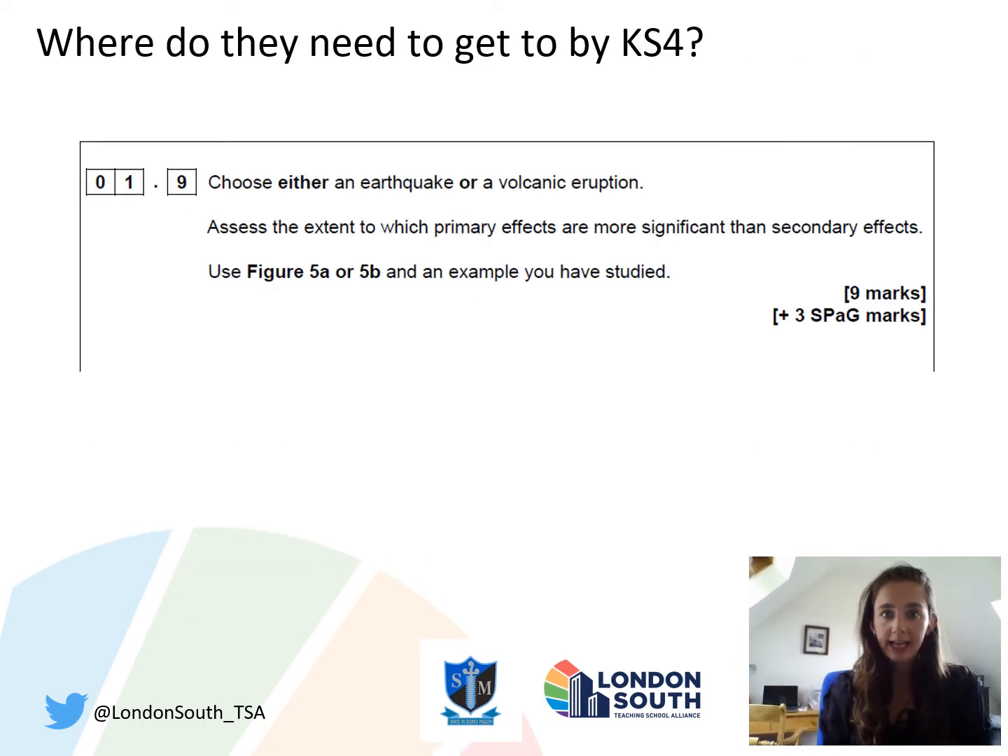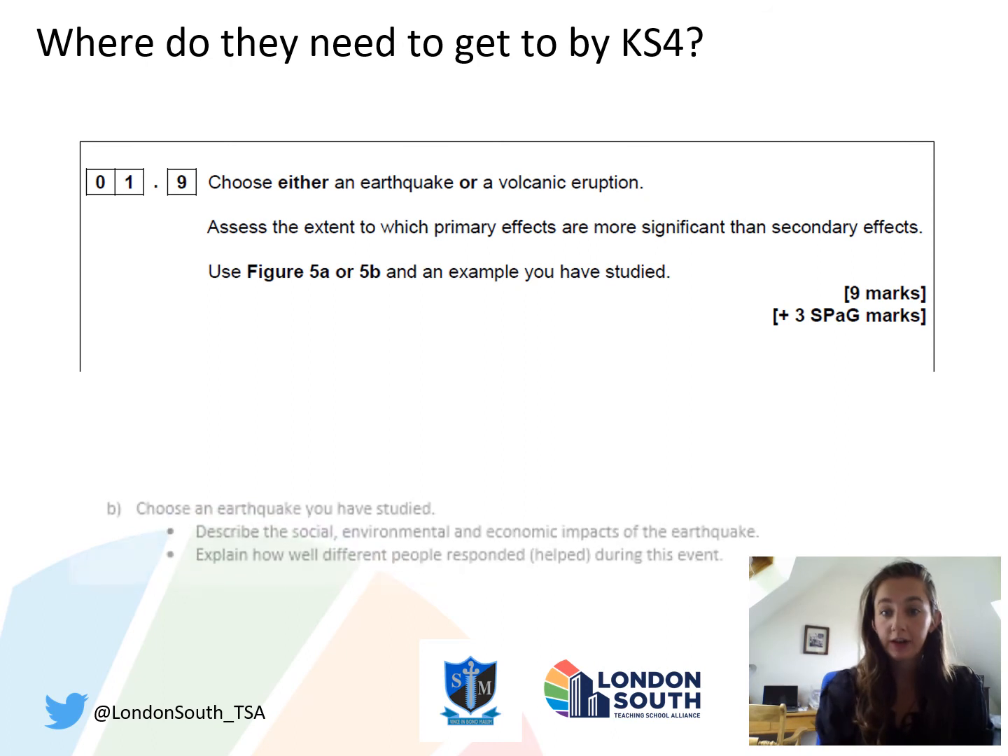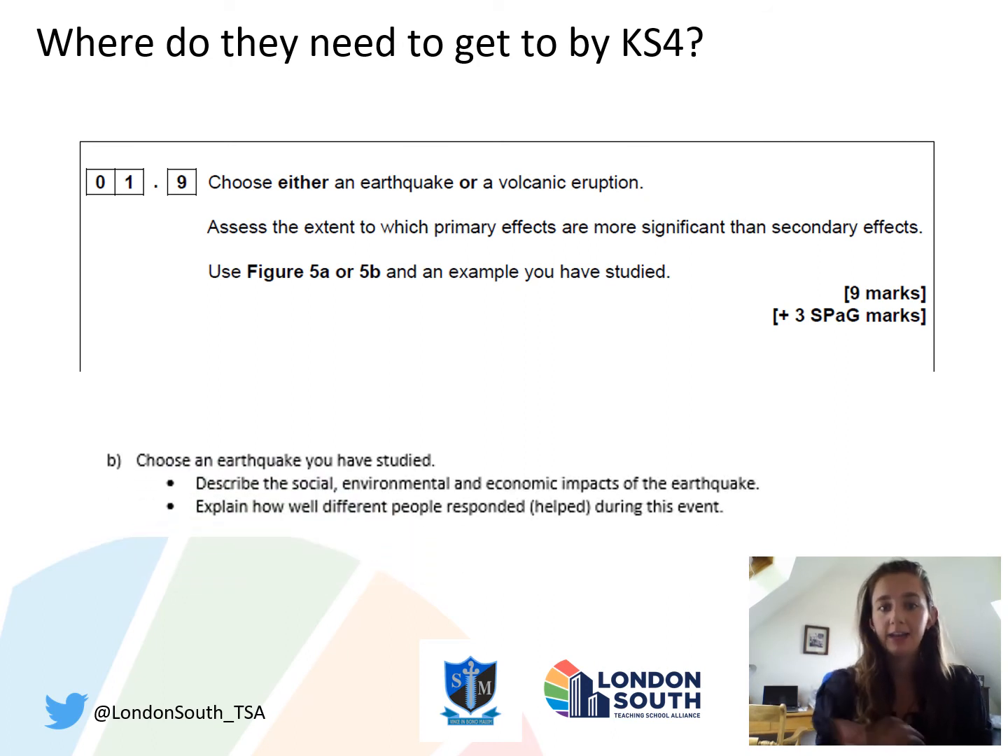Okay, for interest's sake, where do they need to get to by Key Stage 4 or GCSEs? This is the kind of question they'd be expected to answer at the end of Key Stage 4. It's very specific, includes locational knowledge, includes evaluation, includes use of sources. In Key Stage 3, we're trying to get them there by giving them questions such as this one just here, where it's showing similar skills, but it's broken down a little bit more easily.